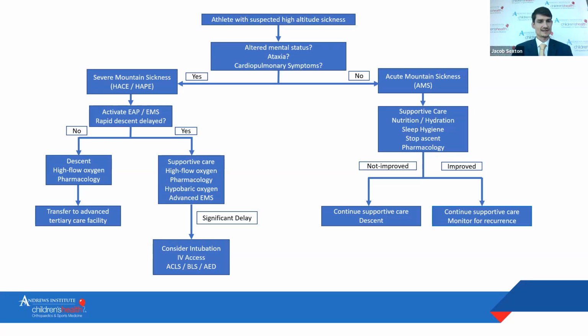Now, if rapid descent is delayed, this is when you consider your supportive care. So high flow oxygen at that point in time, your hyperbaric oxygen if available, advanced EMS care. So this is when you get life flight involved, if possible. And if there's a significant delay and there's worsening mental status, worsening neurological findings, then you even consider advanced airway access. So do you consider intubation?